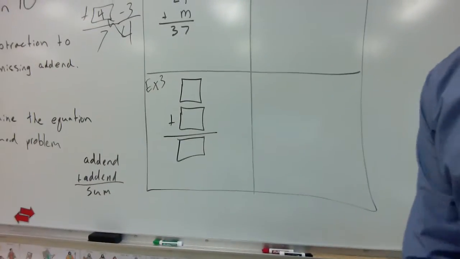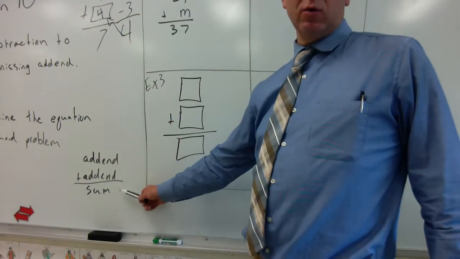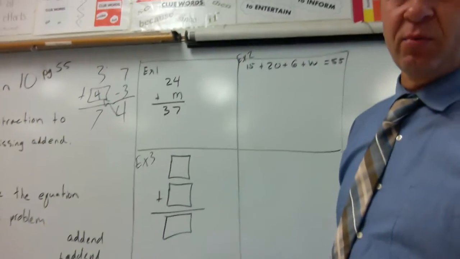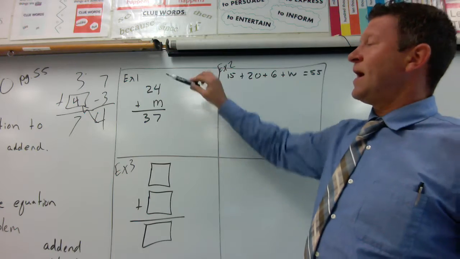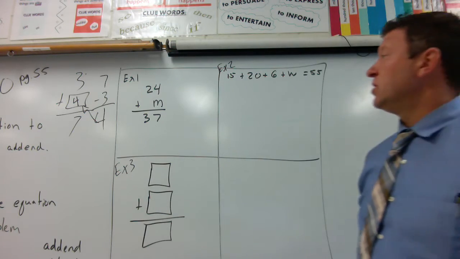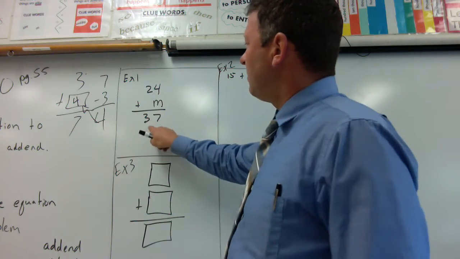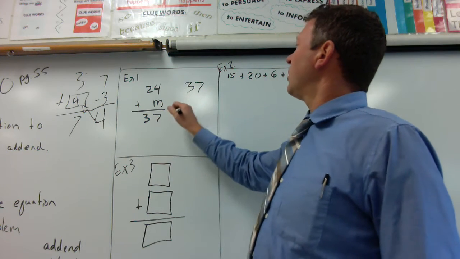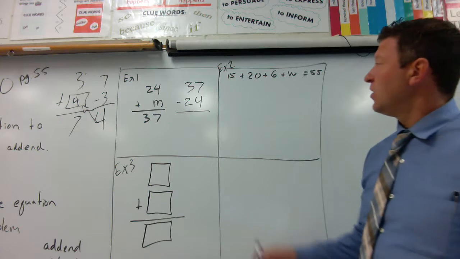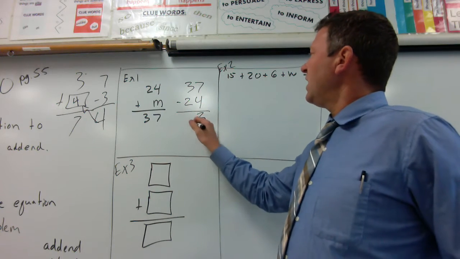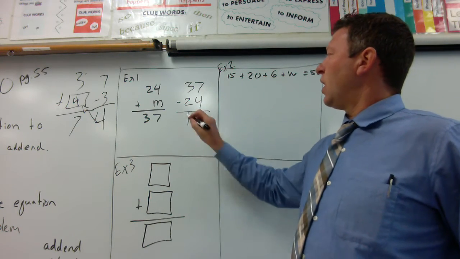I like to say it like this. You always have an add-in plus an add-in equals the sum. And so in a problem like this, we have an add-in plus an add-in equals a sum. If we have the sum and one add-in, we're going to subtract. So here, flip it over. Remember, for a subtraction problem, the biggest number always has to be on top. And then we can subtract. 7 minus 4 is 3, and 3 minus 2 is 1.